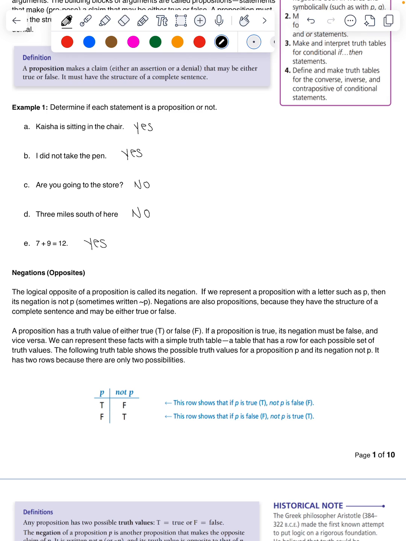And even though this is false, we said that propositions could be true or false. So it is still a proposition. It is making an assertion. It happens to be a false assertion, but it is a proposition.